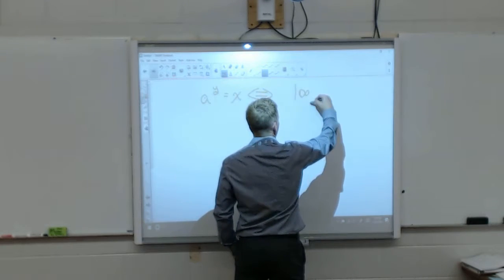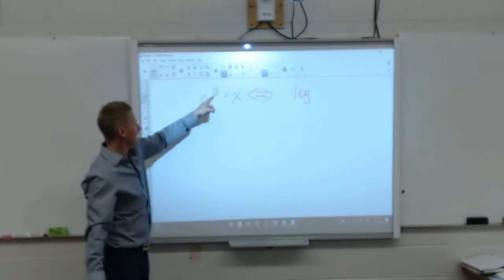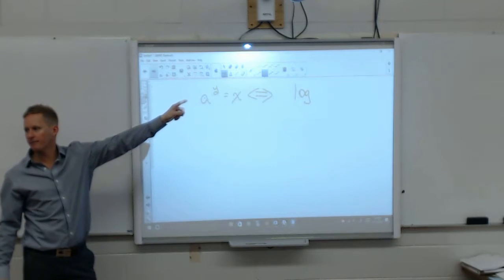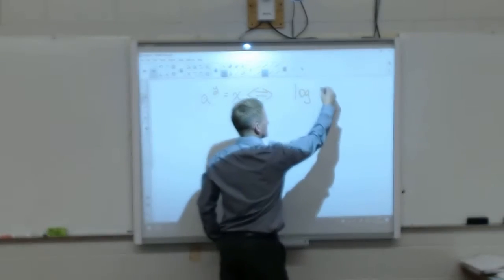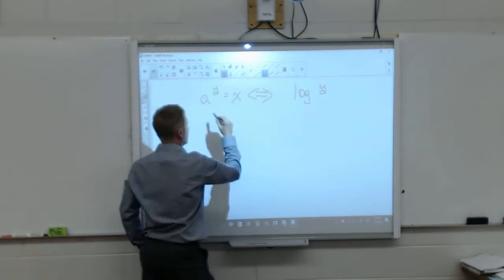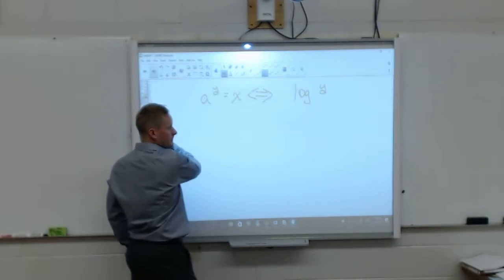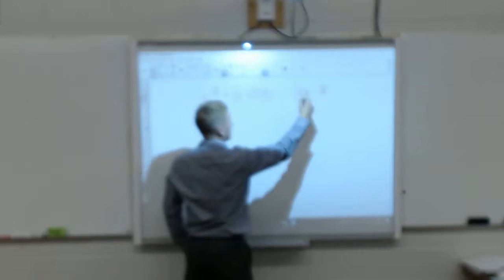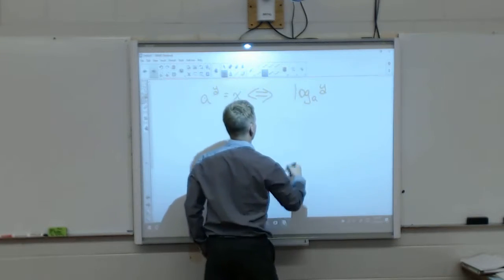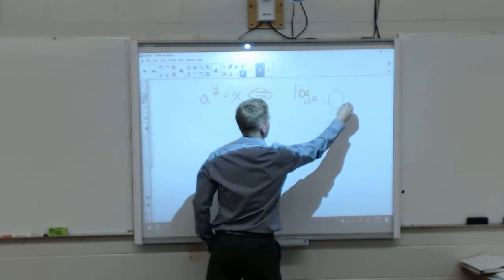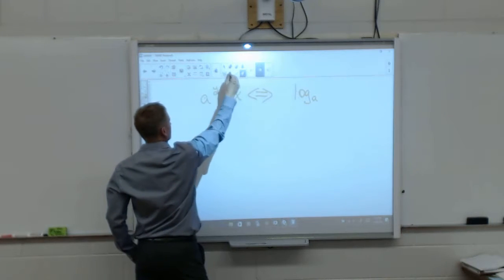So here's what I do. I put the log here on this same side as the exponent. I go the log of this value to the base of that. Hold on a second here, make sure I got that right. No, hold on. I already messed up. My bad, thinking about this.